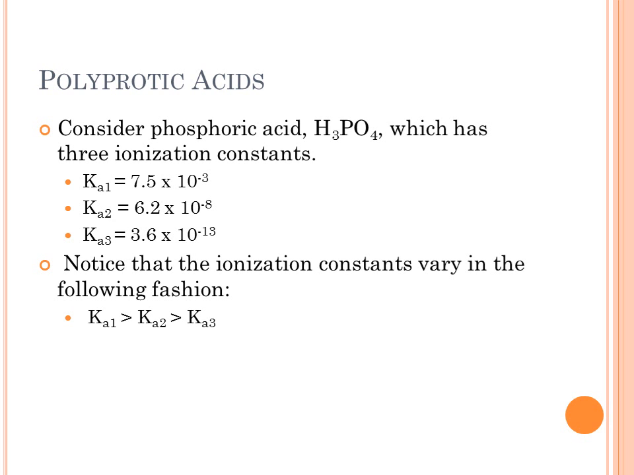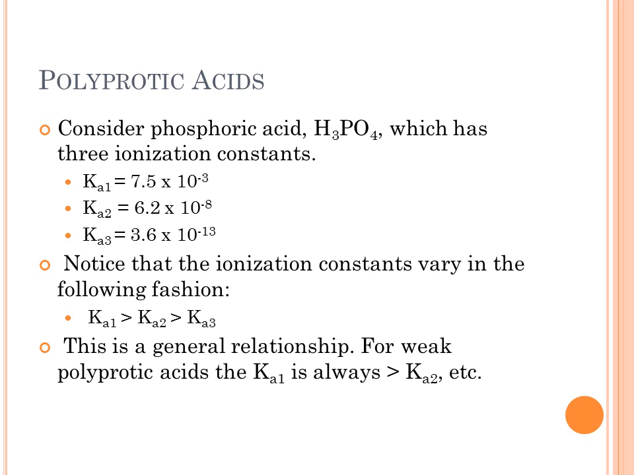We notice that they vary where Ka1 is bigger than Ka2, which is bigger than Ka3. So the ionizations get progressively weaker, which is why you can assume the first ionization is most of the H plus or hydronium ion and go at it that way, although that is again an approximation, and you could get in trouble if that's not as true as it could be in some cases. So general relationships, Ka1 is always bigger than Ka2, so on and so forth.